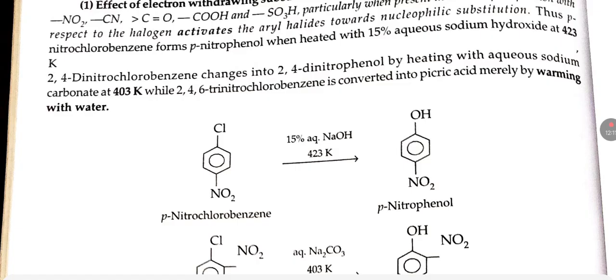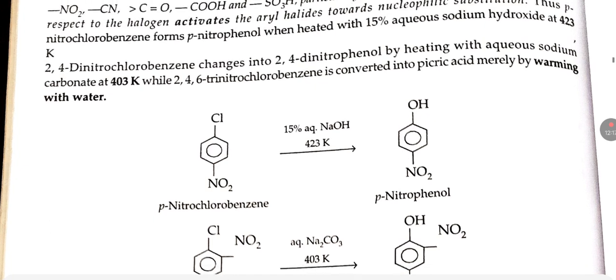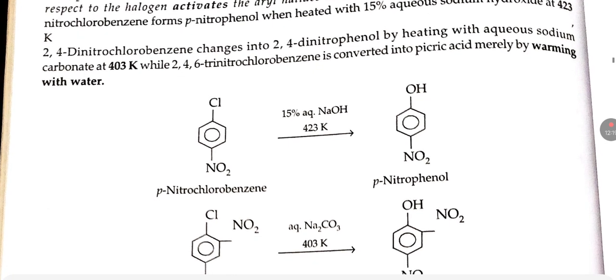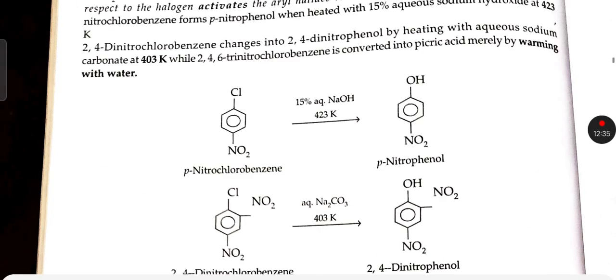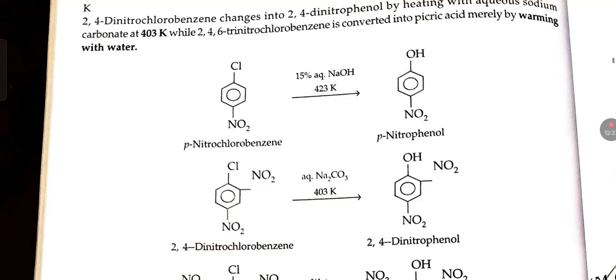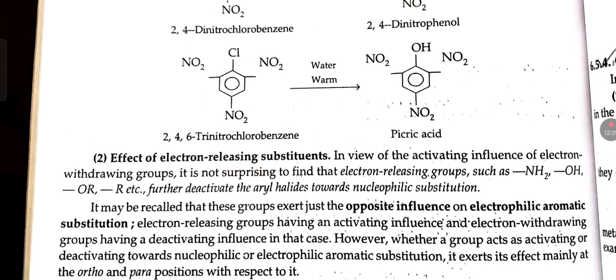para-nitrochlorobenzene forms para-nitrophenol when heated with 15% aqueous sodium hydroxide at 423 Kelvin. 2,4-dinitrochlorobenzene changes into 2,4-dinitrophenol by heating with aqueous sodium carbonate at 403 Kelvin, while 2,4,6-trinitrochlorobenzene is converted into picric acid merely by warming with water.